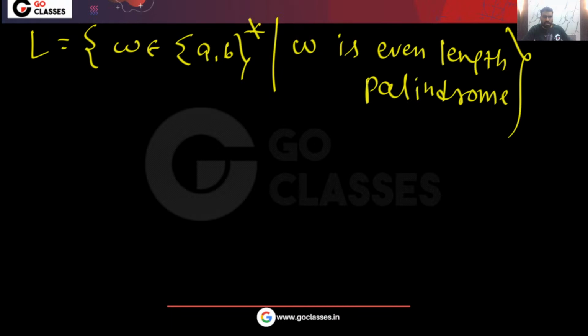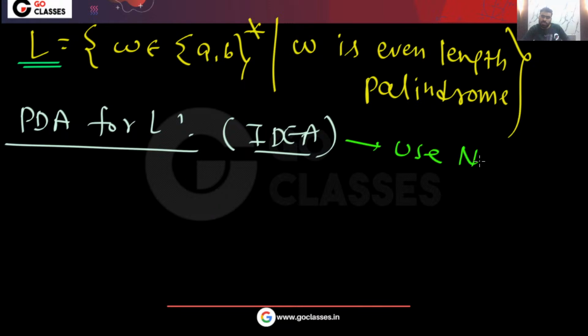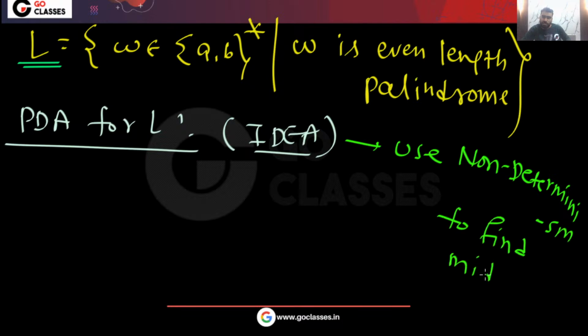Now, you can see if you create the PDA for this, then what is the idea? If you want to create a PDA for L, what is the idea for that? Just let me know the idea. See, the idea will be like this, that you will use non-determinism to find the middle symbol. Yes or no? To find the middle.